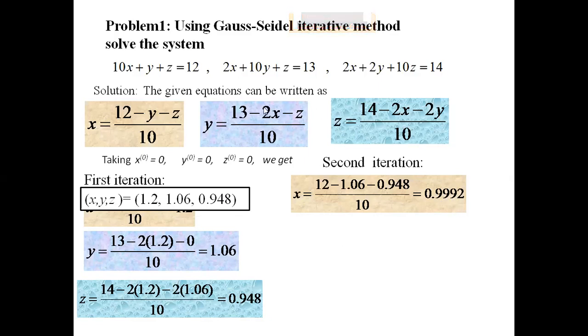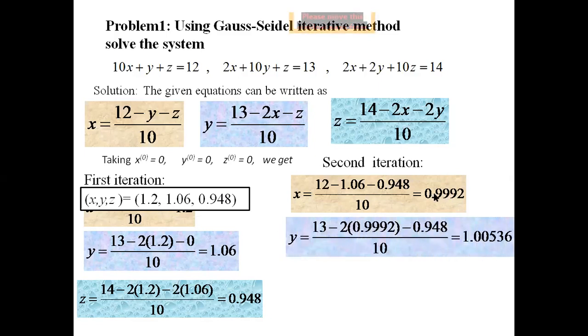Now, to get the value of y, take the second equation. There, put y is equal to 13 minus 2 into x, x is equal to this new value, minus z. For z, there is no new value here, so the old value is there. What is the old value here? 0.948. That you substitute. If you substitute, you get this relation. On simplification, use your calculator and do the calculation on your own. But for now, just listen and write the answer only. Later, you can try yourself and see what the answer is.